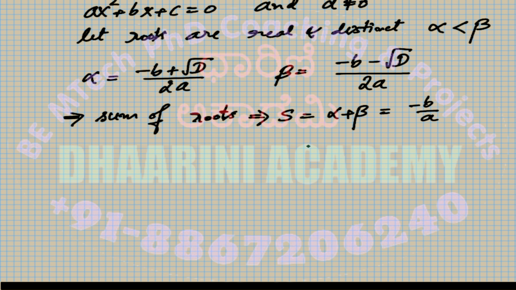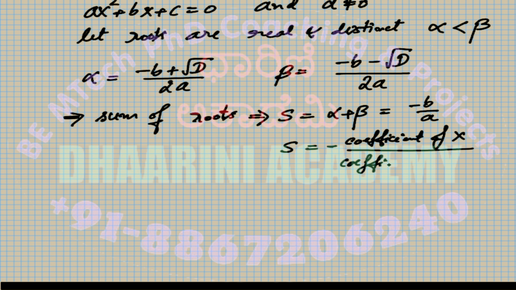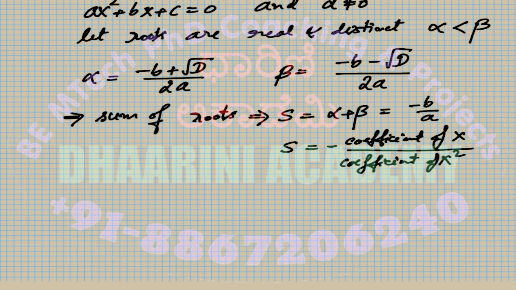So sum s can be simply calculated as minus of what is b. B is the coefficient of x. Coefficient of x divided by the coefficient of x square in the equation. That is a and b we are using to find the sum of the roots.